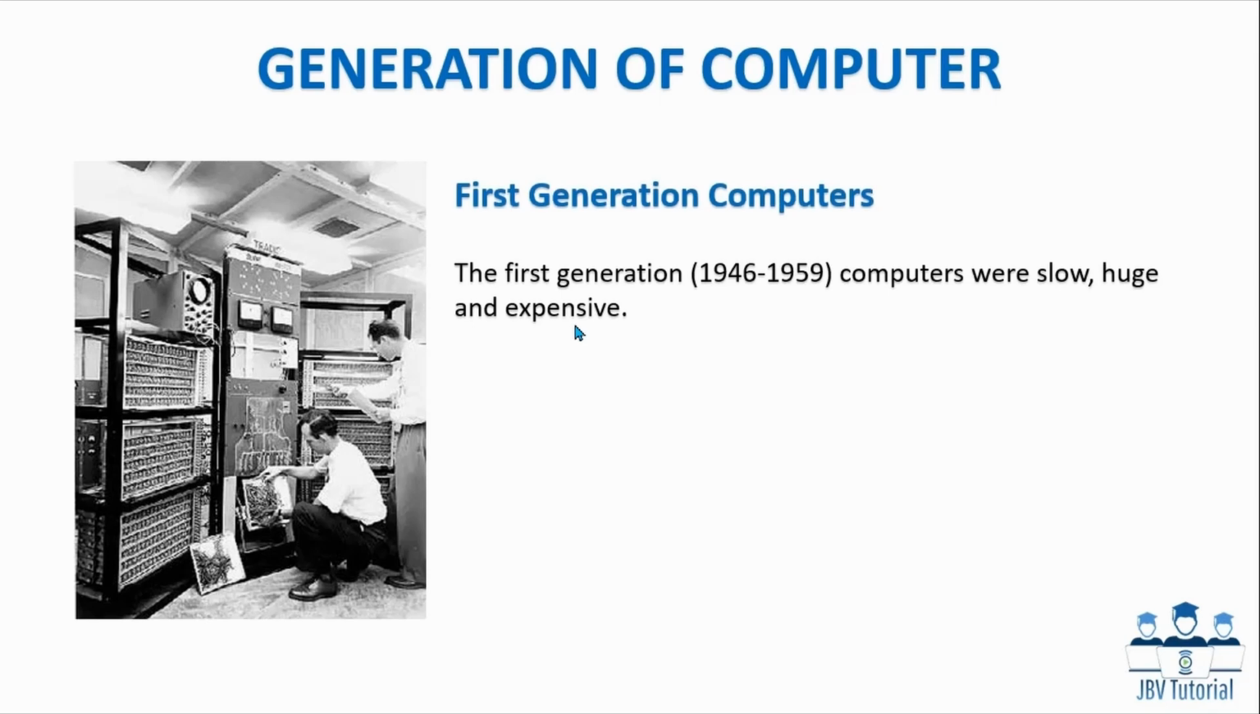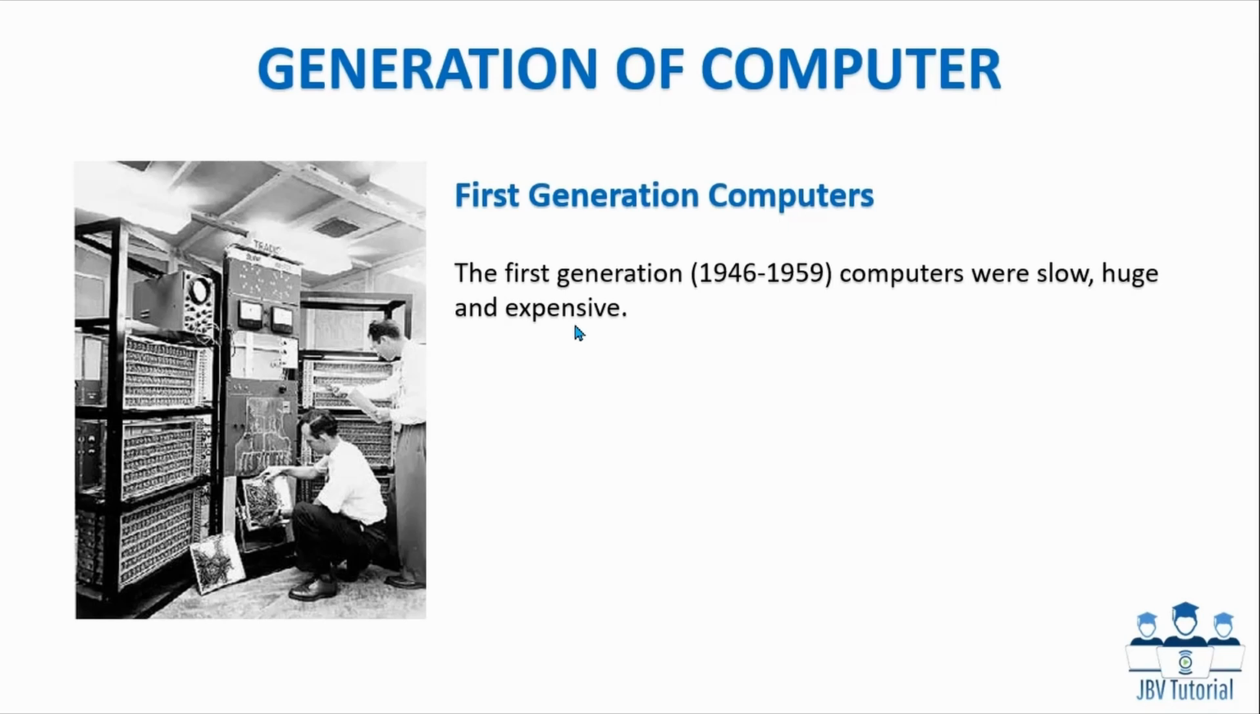First generation computers. The first generation, 1946 to 1959, computers were slow, huge, and expensive. In these computers, vacuum tubes were used as the basic components of CPU and memory. These computers were mainly dependent on batch operating system and punch cards. Magnetic tape and paper tape were used as output and input devices in this generation.